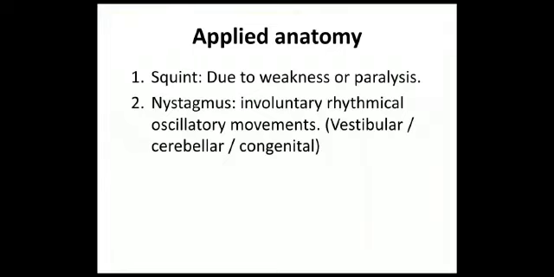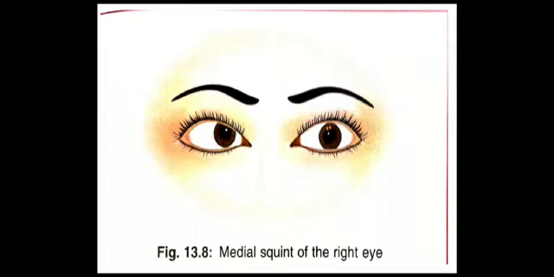So, coming to the applied anatomy, mainly we have the squint. This is due to either weakness or paralysis of the individual extraocular muscles. Apart from that, we have nystagmus, involuntary rhythmical oscillatory movements. This may either be due to vestibular, cerebellar, or congenital. So, here you can visualize the squint eye, medial squint of the right eye.